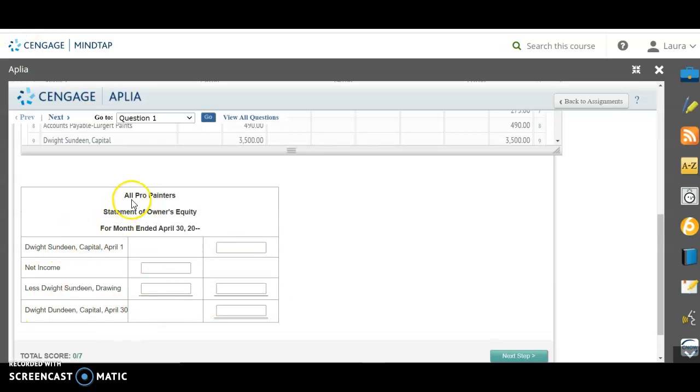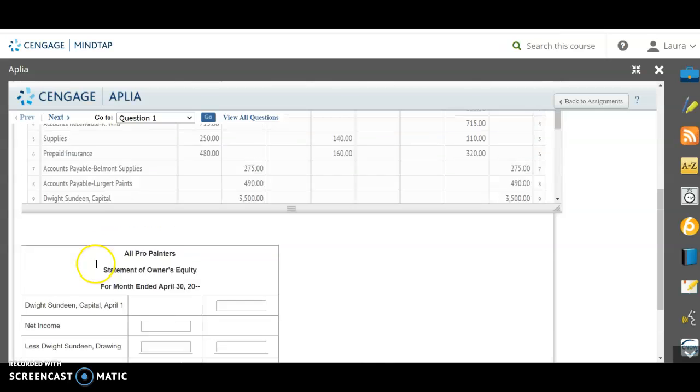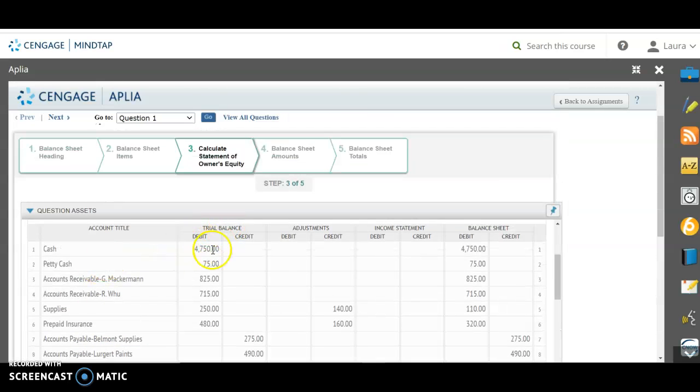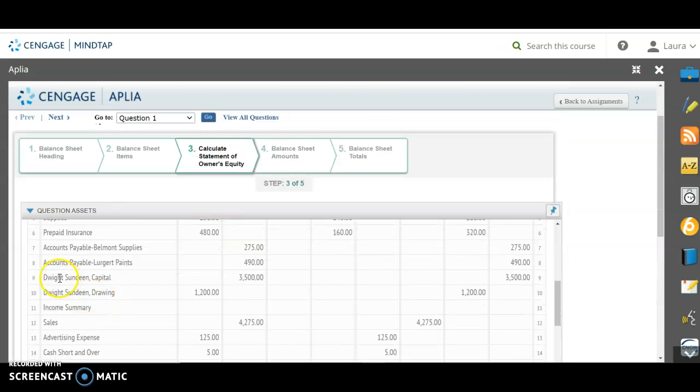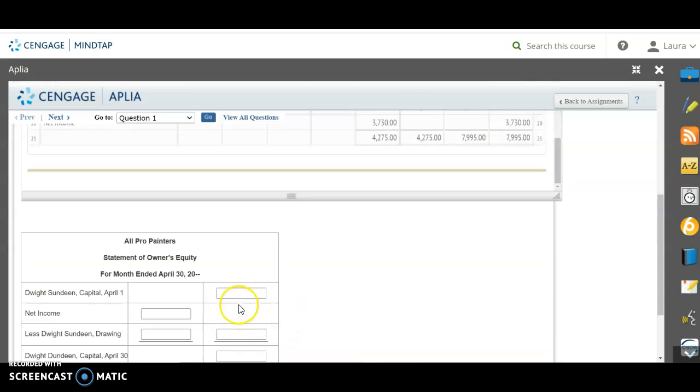So the first thing on here, we know that the heading is correct, so we're doing the Statement of Owner's Equity. We have Dwight Sundin Capital as of April 1st. April 1st is at the beginning of the month, and if you remember when we did the worksheet, the trial balance section represented the balances at the beginning of the month. So we're going to go to here, Dwight Sundin Capital, and we see that the trial balance amount is $3,500. So we're going to plug that into this column 2, $3,500.